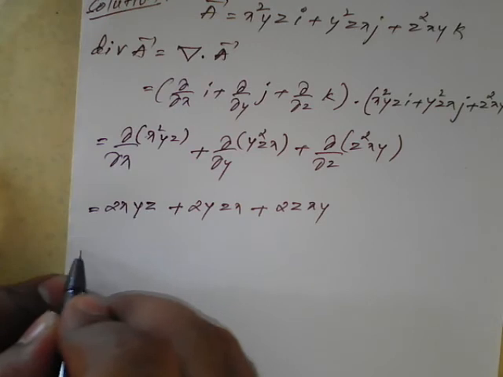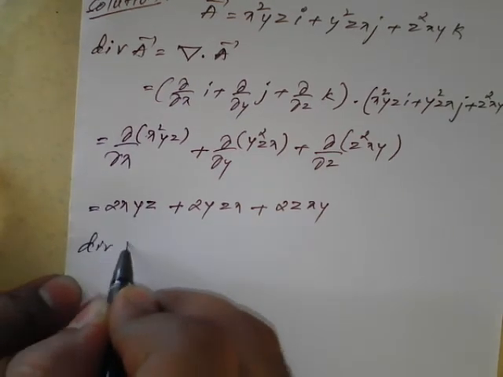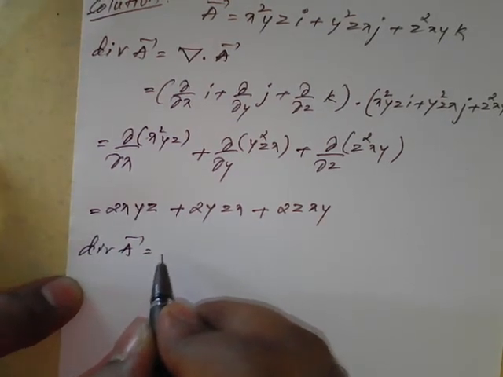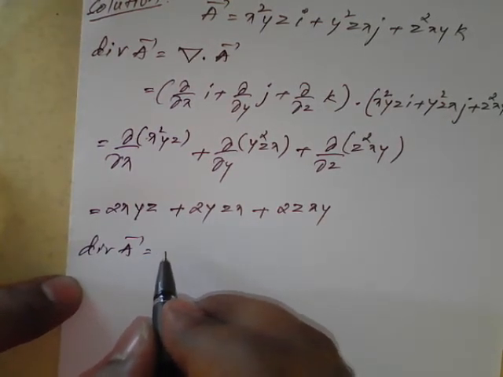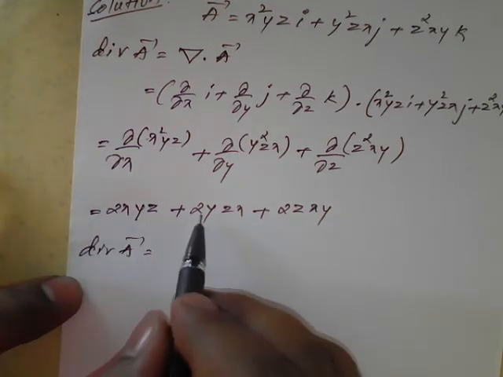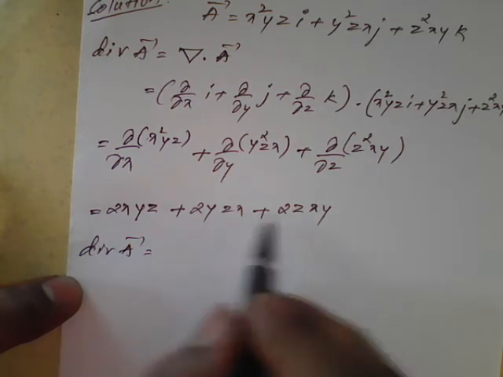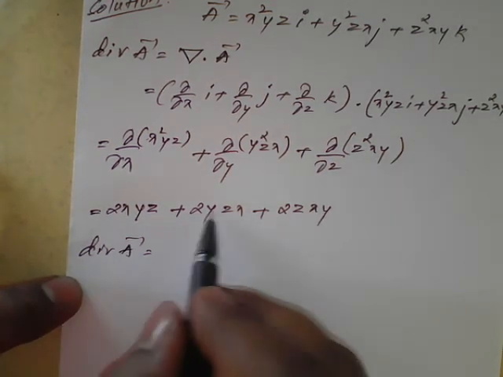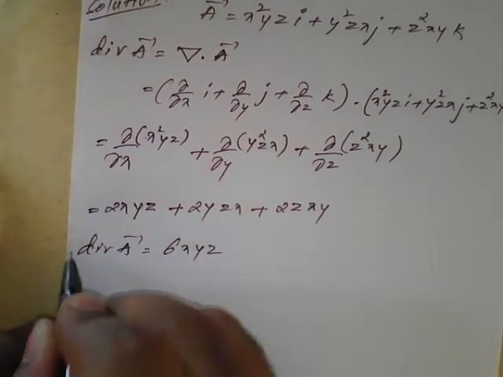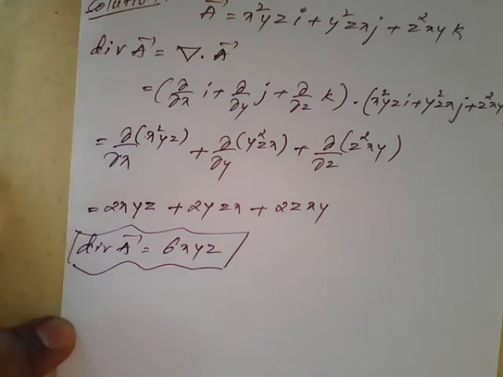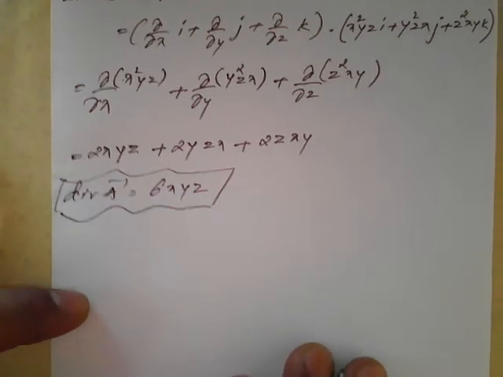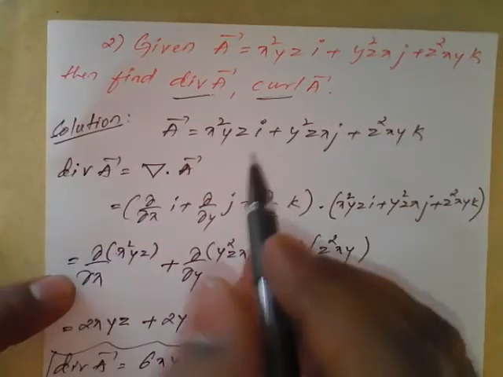On simplification, the divergence of vector A is equal to 2xyz, 2xyz and 2xyz. All are like terms, so 2 plus 2 plus 2 is 6 times xyz. So we got the answer: divergence of A is 6 times xyz. Similarly, we need to go for the next concept they have asked here, which is curl of A.